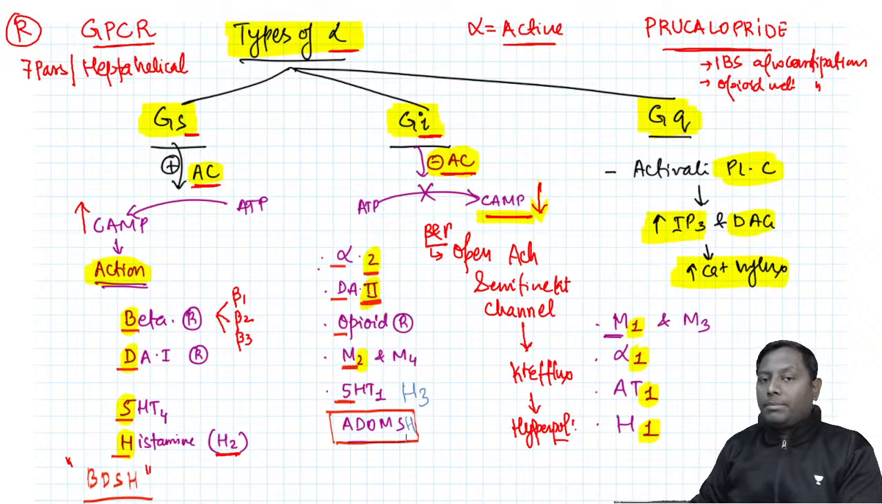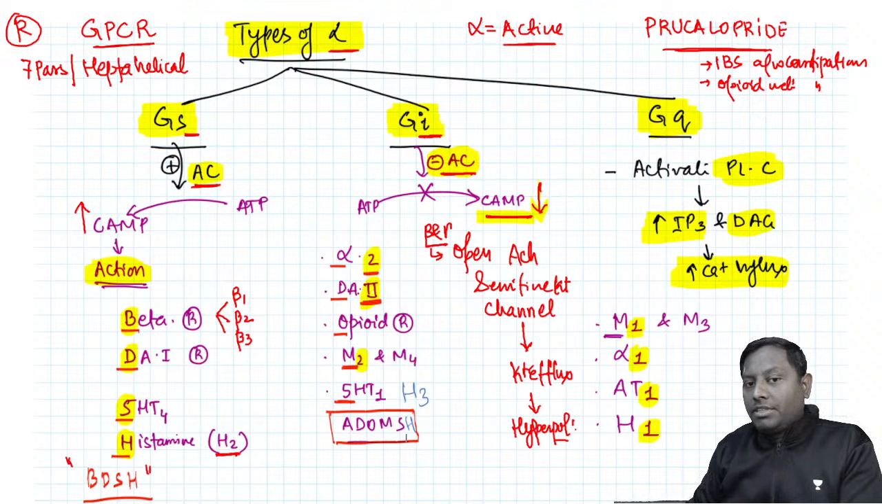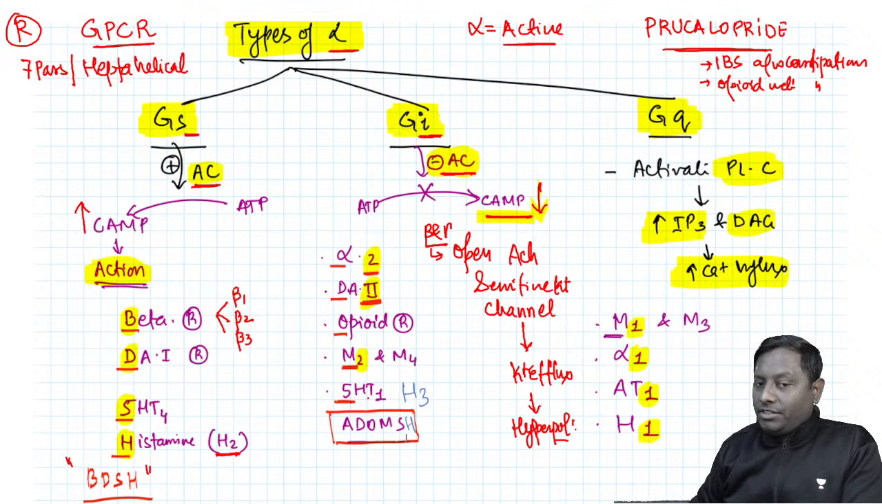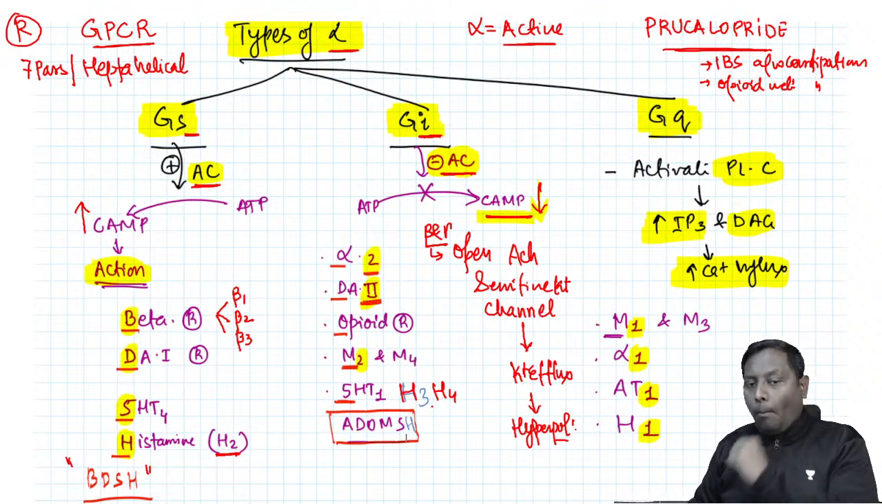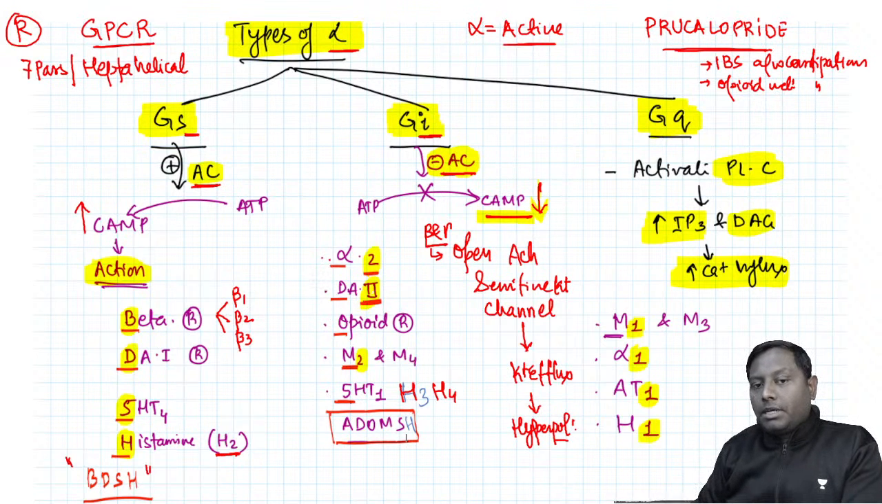An example of receptors, do remember most of the two words come with Gi: alpha 2, dopamine 2, opioid, M2, M4 and 5-HT1, H3 and H4 also. Okay, so these are the examples of receptors that act via Gi. You can remember ADOMS. I told you BDS is Badshah, and the name of the Badshah was ADOMS. ADOMS Badshah, Gi. Alpha 2, dopamine 2, opioid, M2, M4, 5-HT1 and H3, H4, right?